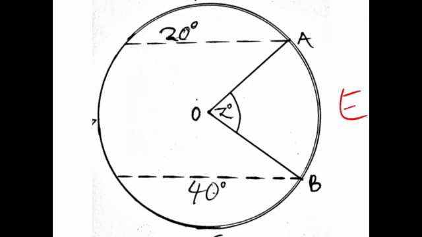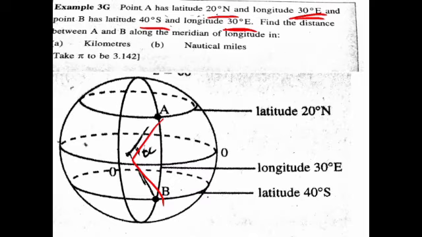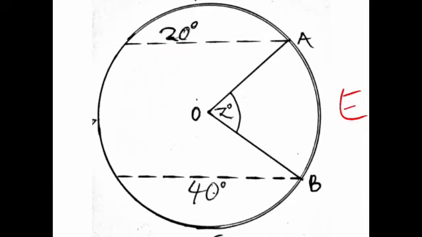However, we have been informed that point A is on 20 degrees north and point B is on 40 degrees south. Therefore, you can see that A is lying on latitude 20 degrees. Now, we know this is north. And point B is lying on 40 degrees south. So how do we know the angular difference?